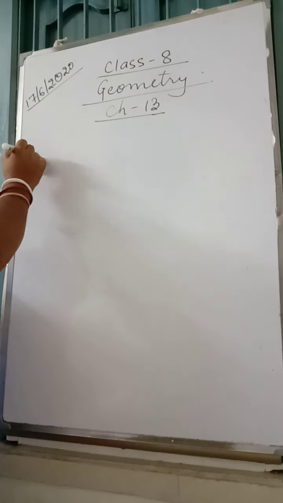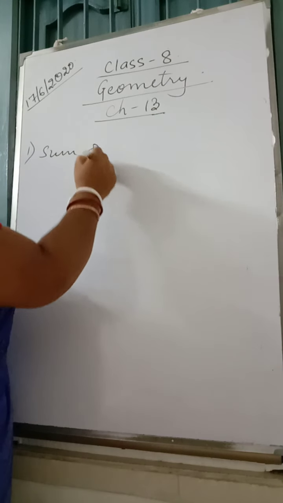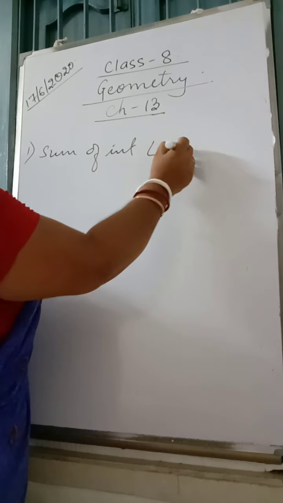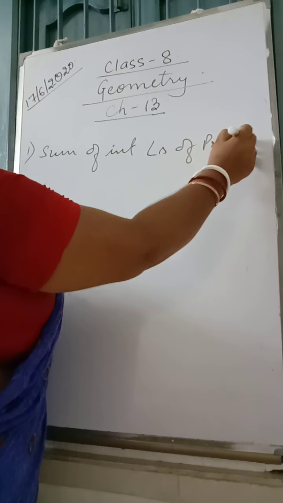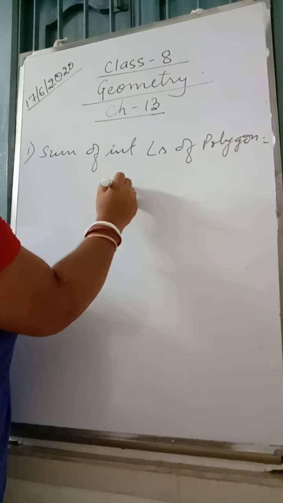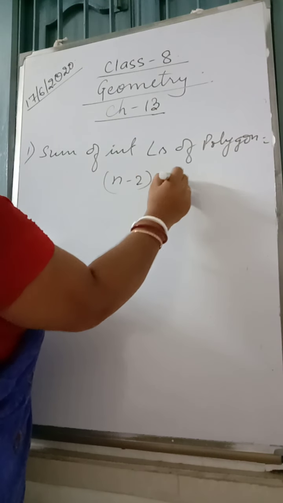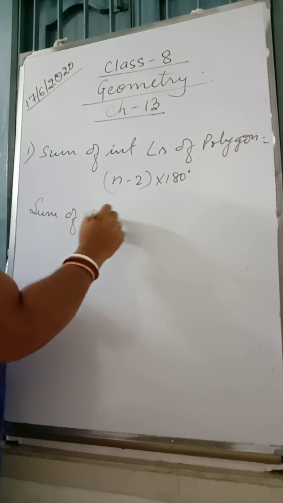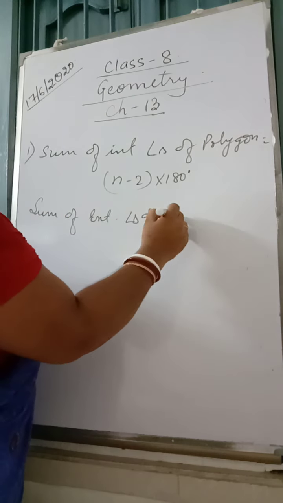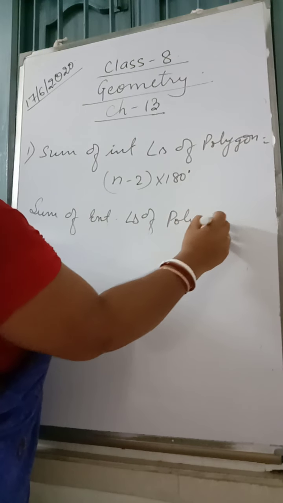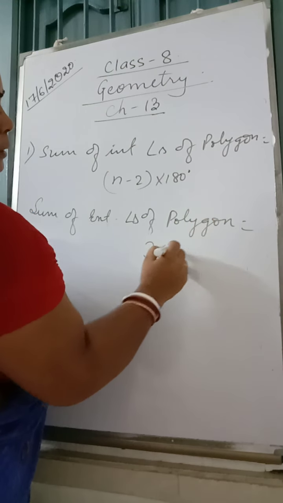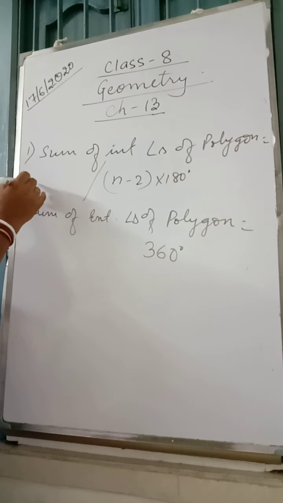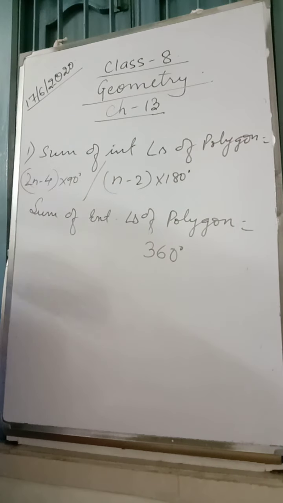The first is the sum of interior angles of a polygon. Whichever polygon it is, it is (n minus 2) into 180 degrees. The sum of exterior angles of a polygon is constant, 360 degrees. This could be (2n minus 4) into 90 degrees also, doesn't matter.